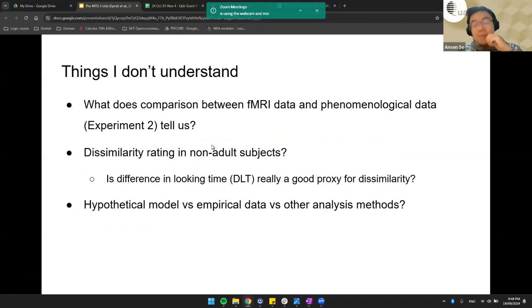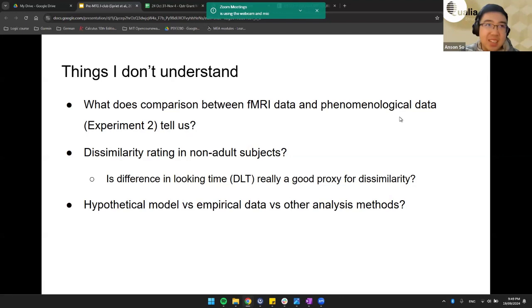The first part is about the comparison between adult fMRI results and the phenomenological data from infants. What they're trying to do is to compare, basically, fMRI data with phenomenological data. But in my opinion, I thought these two are categorically different data, and therefore they cannot be compared. They're basically comparing apples with oranges, which I think is a little bit odd, and I'm not quite sure how to interpret that.